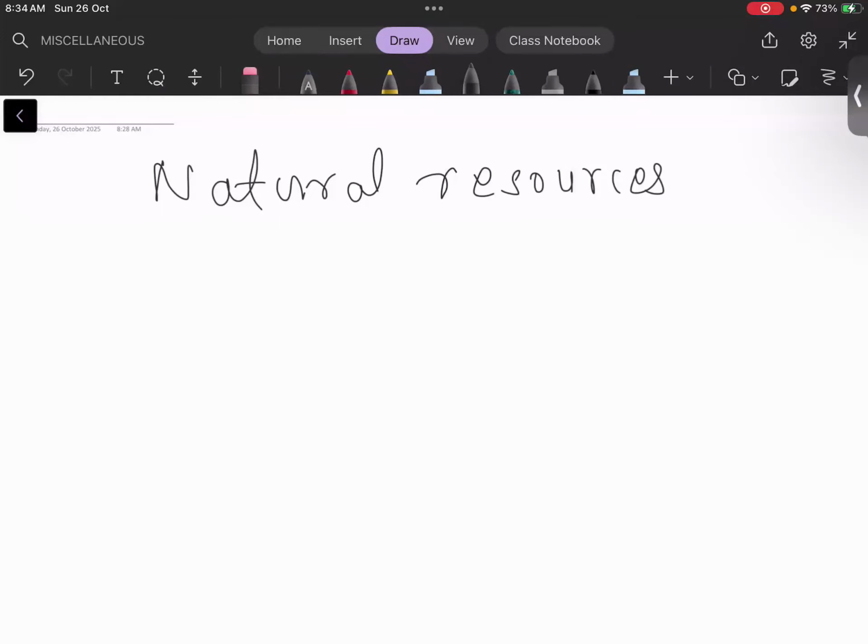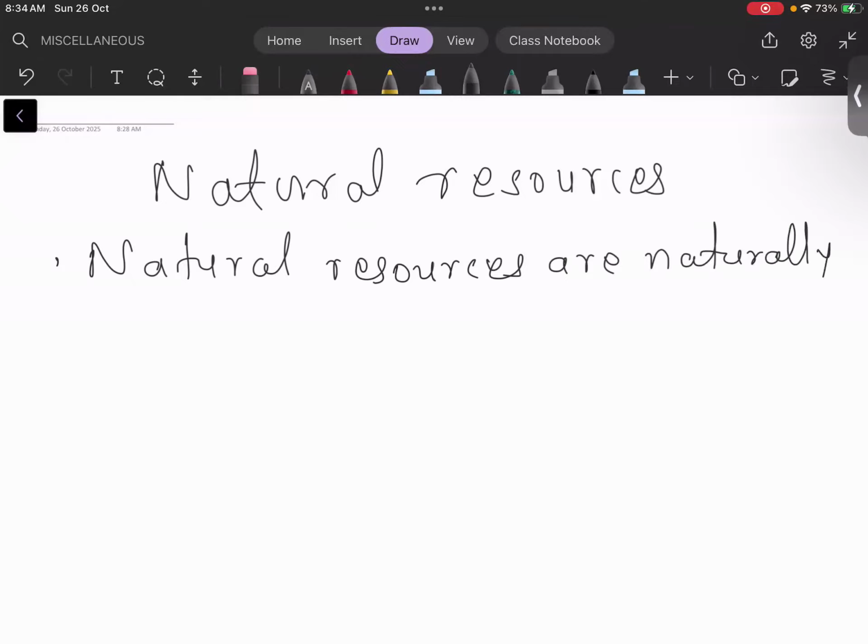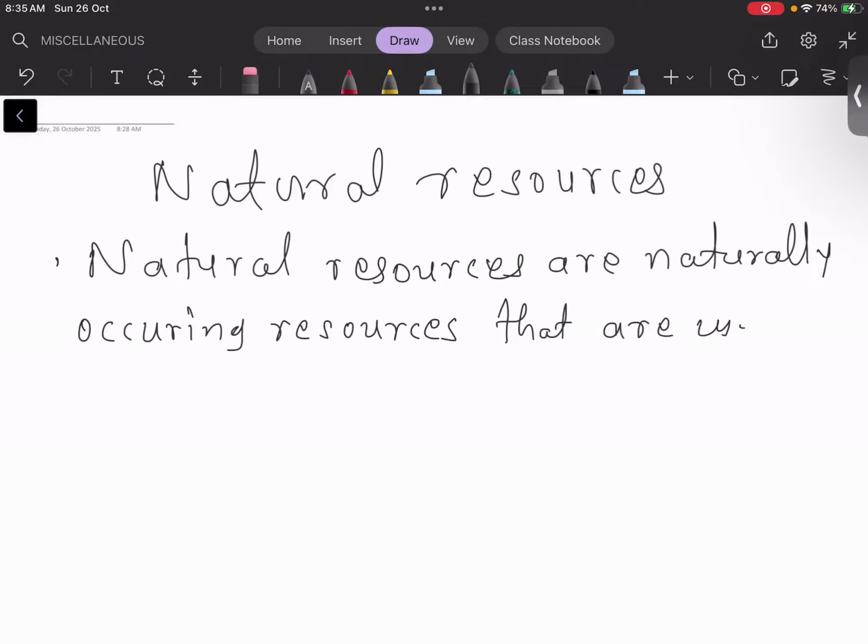So, natural resources are naturally occurring resources that are used by humans. What are the examples of natural resources?